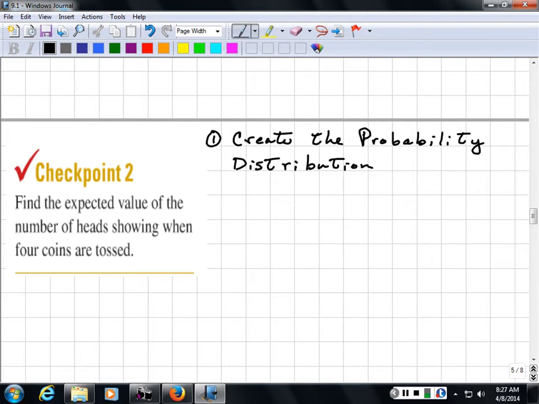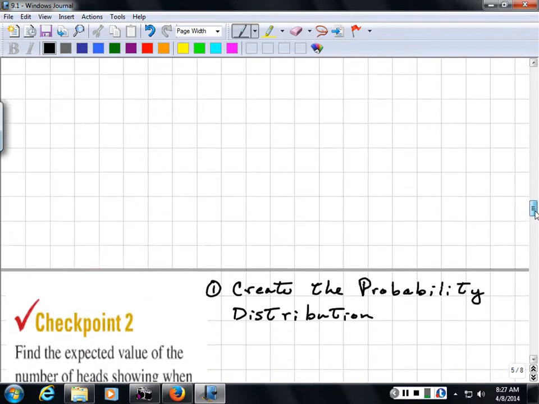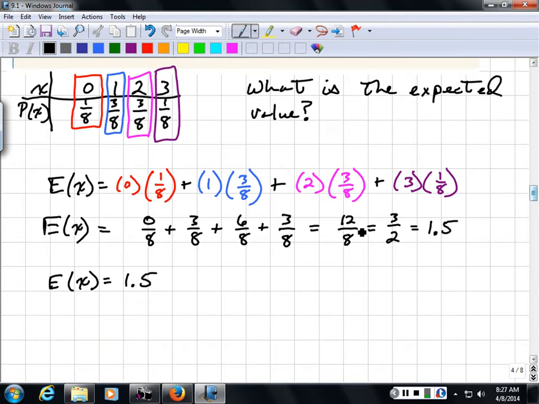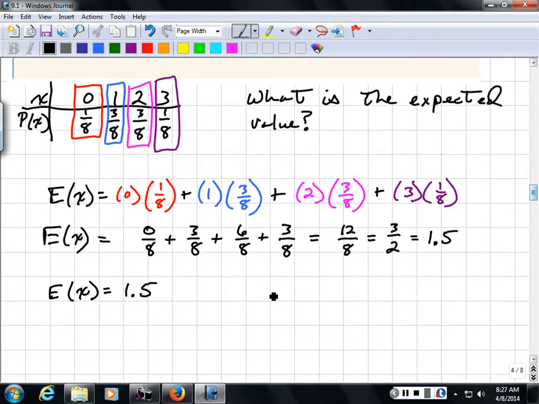Okay? Now, there's something called Pascal's triangle that will actually help us with this. Because if we go back up here and we look at this distribution, there are 0 heads showing. That's only one way that it could occur, right? 1 head showing, there's 3 ways that it could occur. 2 heads showing, there's 3 ways that could occur. 3 heads showing, that's one way that it could occur.